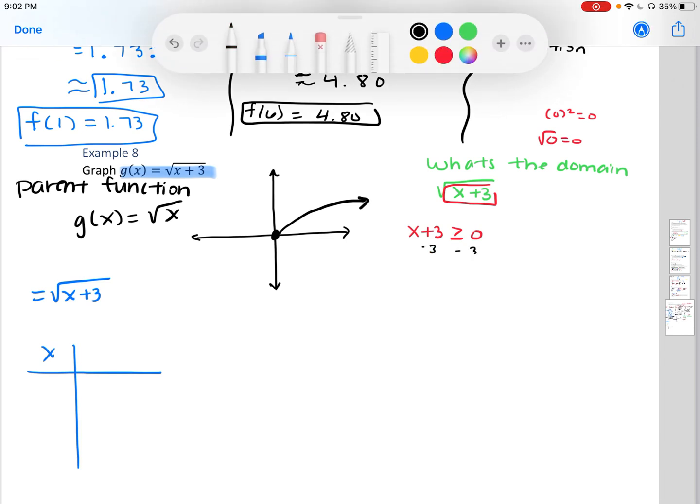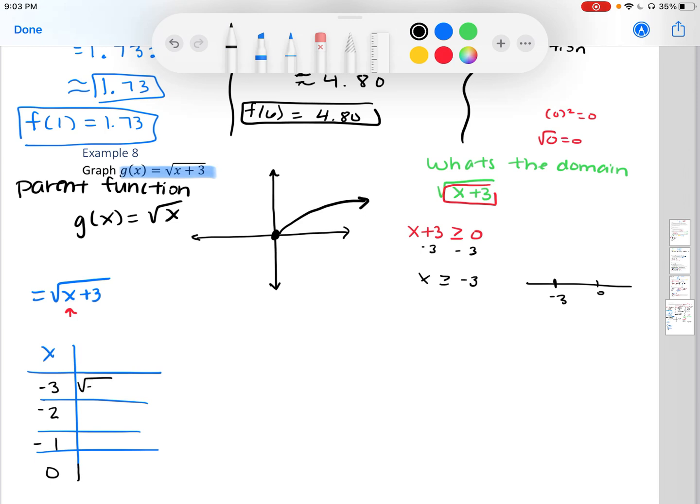Let's move the 3. x is greater than or equal to negative 3. So I'm saying that x can be any number that's negative 3 or bigger. So I can work with negative 3. What's bigger than negative 3? Negative 2. Draw a number line in case you need to think about it a bit more. Negative 3, negative 2, negative 1, 0, 1, 2, and so on. Let's plug these numbers in for x.